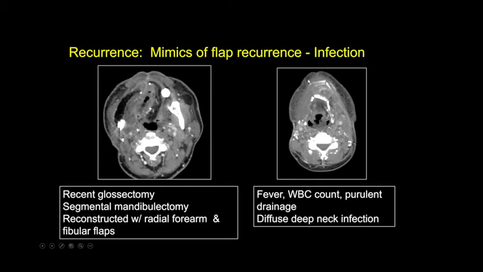Here's another example of a post-flap infection. These infections are not going to be subtle clinically. This patient had a fever, they have a white count, they have purulent drainage, and they hurt. And this is just a massive phlegmonous change in the reconstruction with some probably free pus right here around the fibula reconstruction. So infection is one of the mimics.